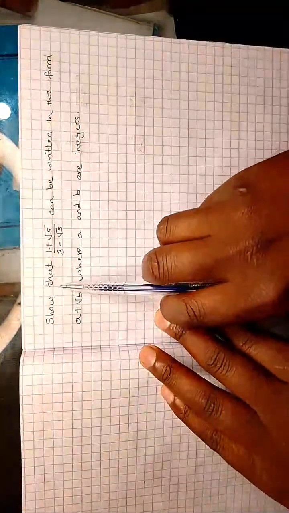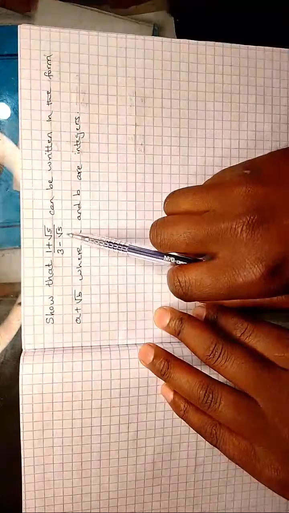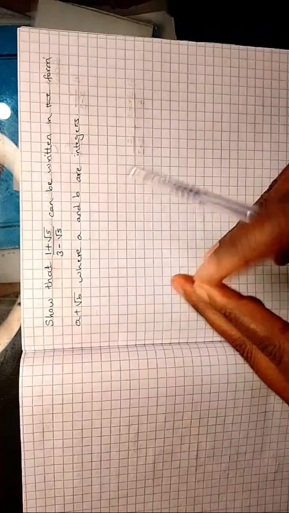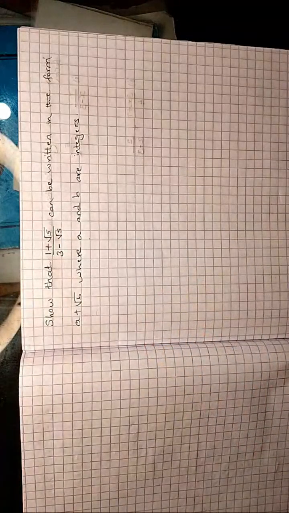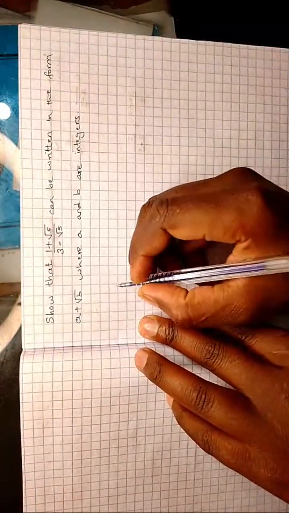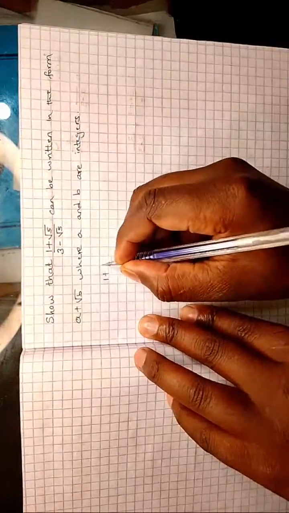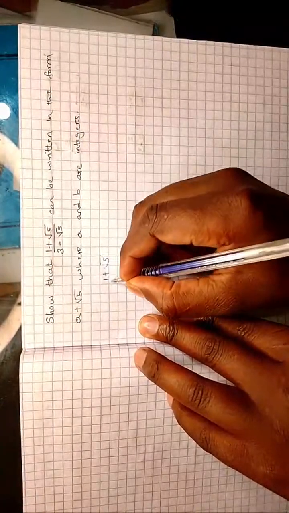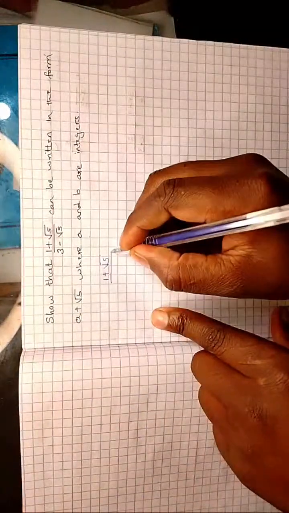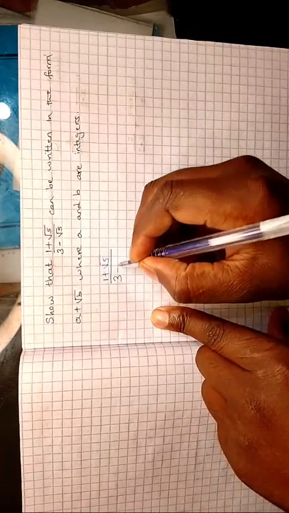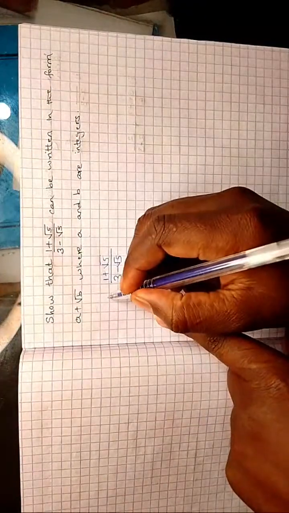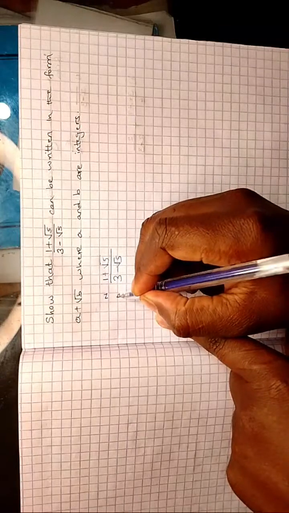Now, at this point, show that (1 plus root 5) over (3 minus root 5) can be written in the form a plus root b, where a and b are integers. For us to deal with this question, we need to write it down. First of all, we are given 1 plus root 5 over 3 minus root 5.